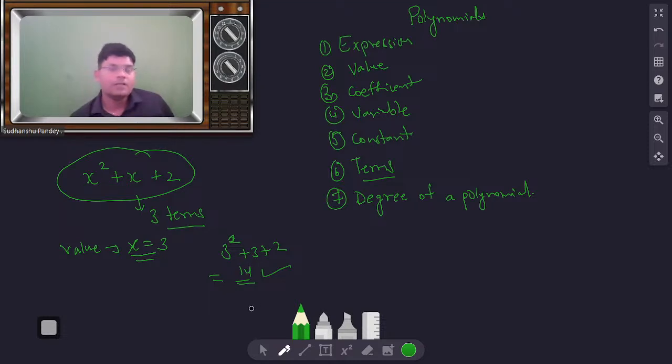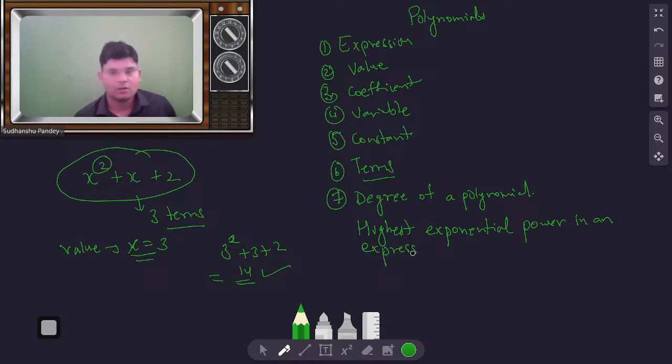Okay, now what is the highest exponential power in this particular expression? X square. It's 2. So we can say the highest exponential power, and please write it down: the highest exponential power in an expression is the degree of the polynomial.